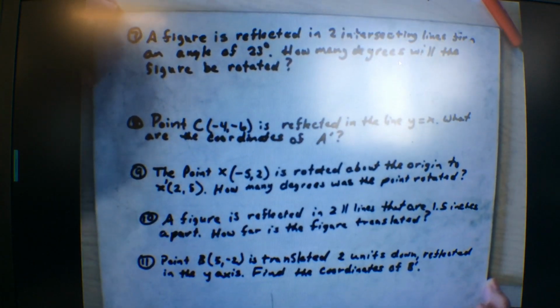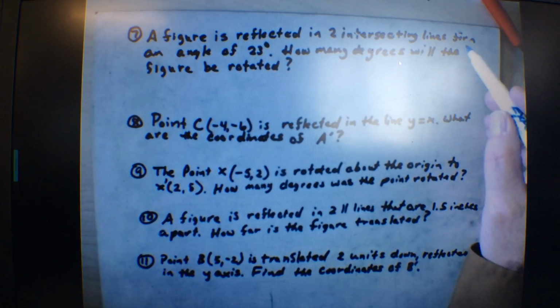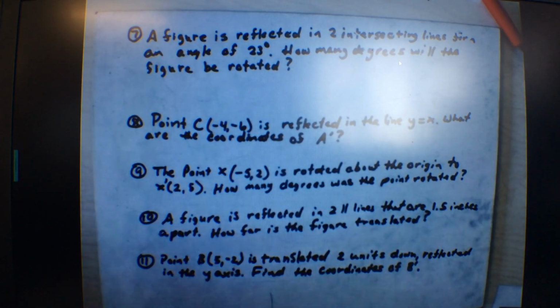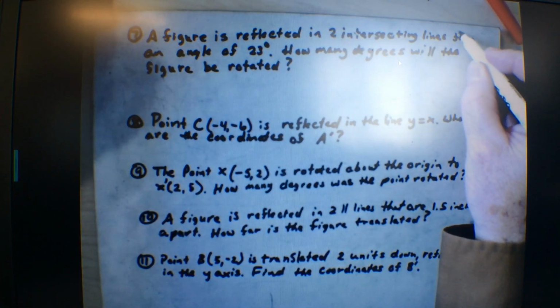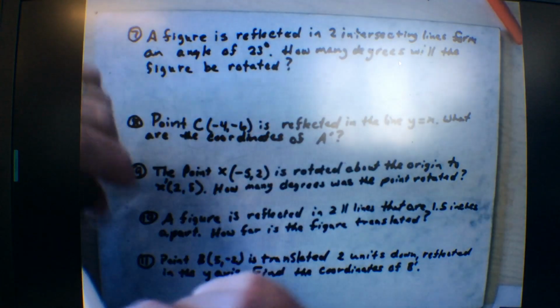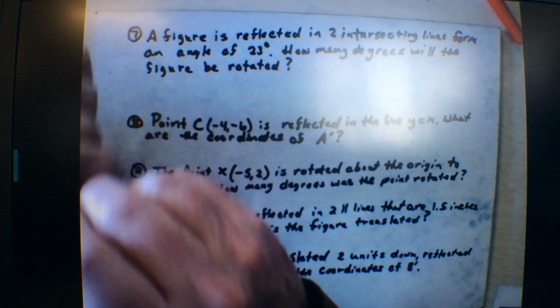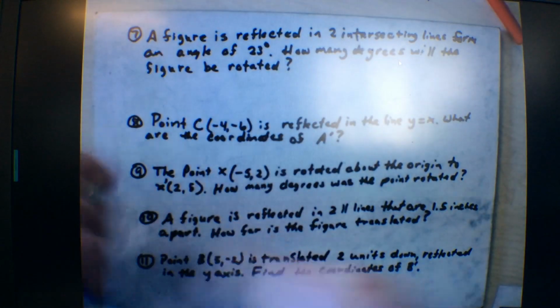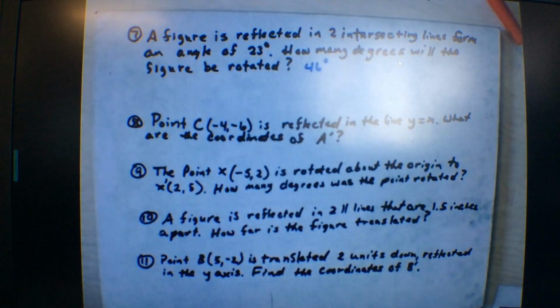Okay, so this is number 7. A figure is reflected in two intersecting lines that form an angle of 20 degrees. How many degrees will the figure be rotated? Is Chinny the only one answering these? Your answer is what? 46 degrees.